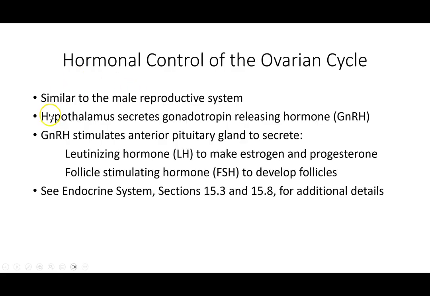Again, the hypothalamus will secrete gonadotropin-releasing hormone, which signals to the anterior pituitary gland to make luteinizing hormone, which will trigger the ovaries to make estrogens and progesterone, and then follicle stimulating hormone will trigger those follicles to develop. That's where the name came from initially, even though both sexes will produce these hormones. Again, you can refer back to the endocrine system chapter for some additional details here, but it's a very similar process for both testes and ovaries.